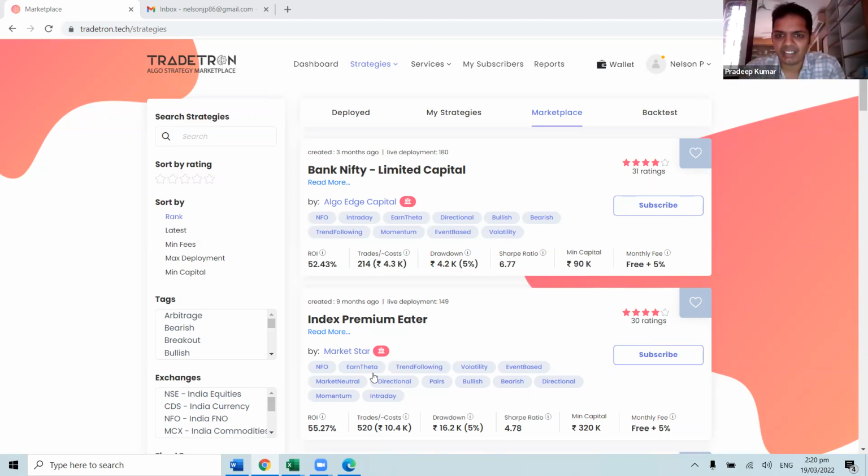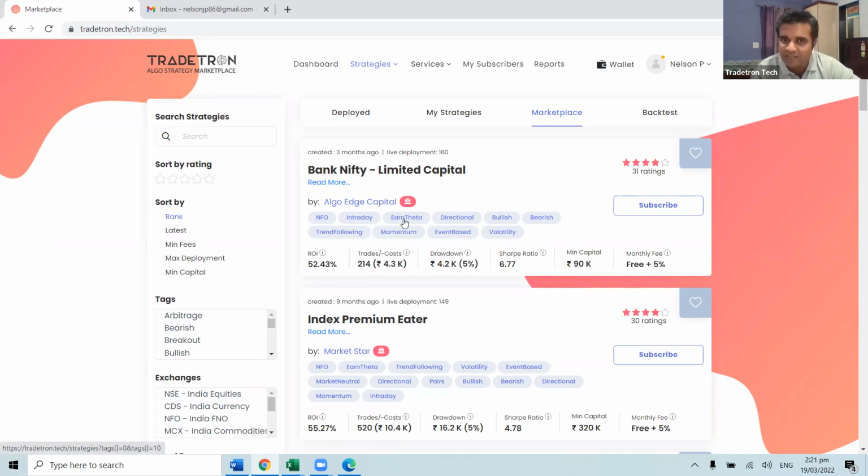Is there any part that giving tags has any importance in making our strategy come to the front? No. So basically, these tags are to give the user an indication of what this strategy is about. Like, if this strategy says that it's intraday, that means it is an intraday strategy. It is a directional plus option selling type of strategy. That's why it's earn theta, event-based, volatility.